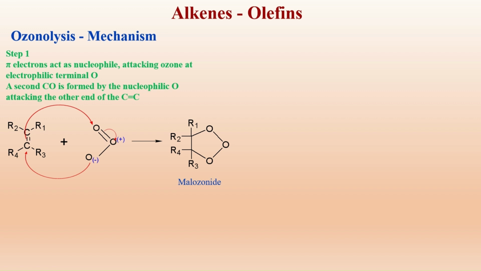In step 1, the pi electrons in the double bond act as a nucleophile attacking the electrophilic center of the oxygen on the ozone. The second carbon-oxygen bond is formed by the sharing of electrons between the nucleophilic oxygen and the electron-deficient carbon center. This molozonide which is formed rearranges itself.